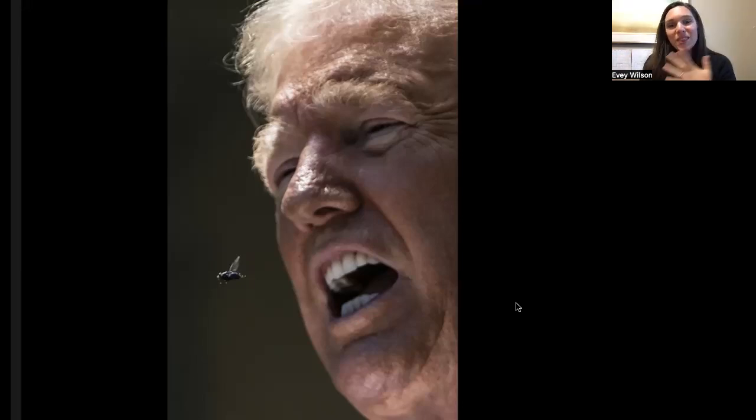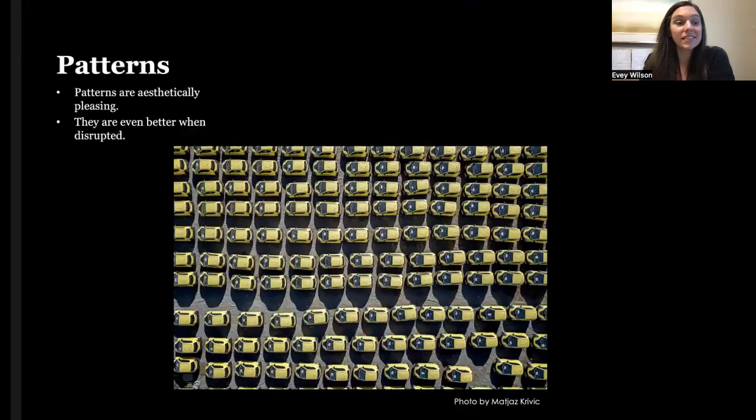All right. The next idea that I want to introduce you to is called patterns. Patterns are just aesthetically pleasing, and they're even better when they're disrupted. So we have all of these yellow cars, and it's just this unbelievably graphic image. It's almost startling to see because it's so different from the way that we view the world. But these patterns make for such interesting, colorful pictures.